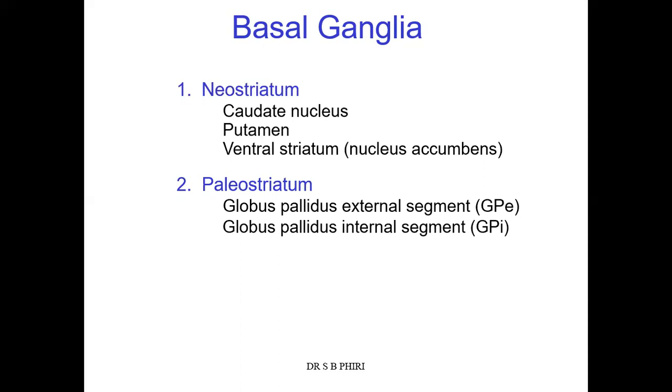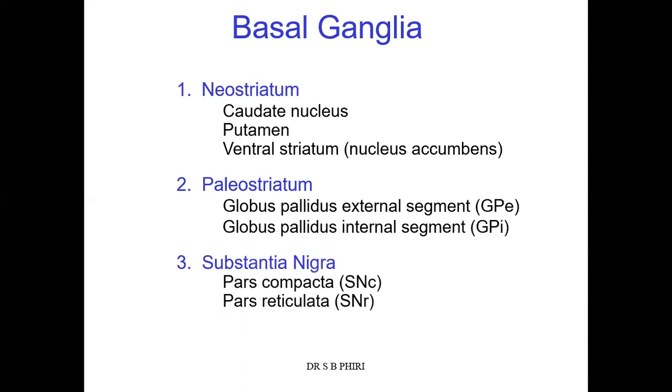So a pair of globes. So this pair of globes, you have two. We have the external and the internal segment of globus pallidus. Then the third major component is the substantia nigra. The substantia nigra is composed of two parts.